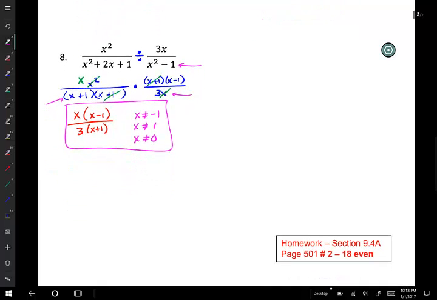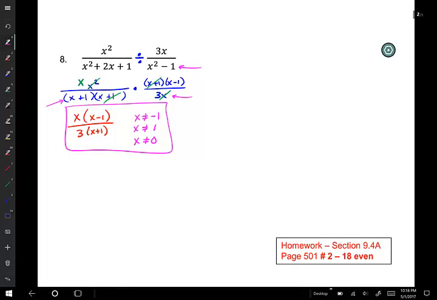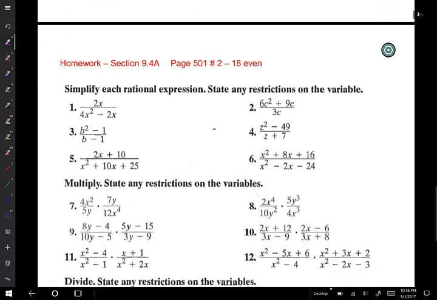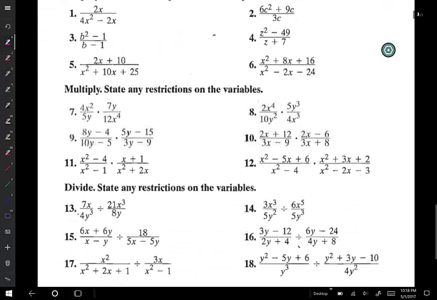We have 9 problems for homework here in section 9.4, page 501, 2 through 18 even. I've copied them on the next page here to hopefully make it a little bit easier for you. Please make sure you use plenty of space, spreading this work out and making it very clear so you can cancel your factors and work it out very straightforward.